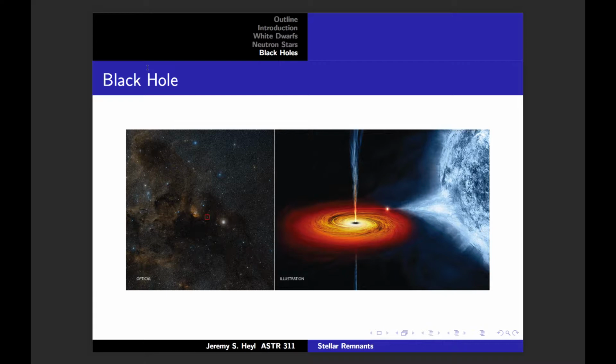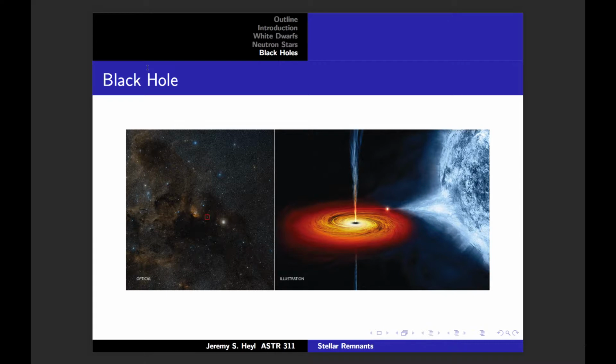So if you end up with a star whose core, for whatever reason, is more massive than that, or 2 neutron stars merging together, what you end up with is not a neutron star anymore, but a black hole.